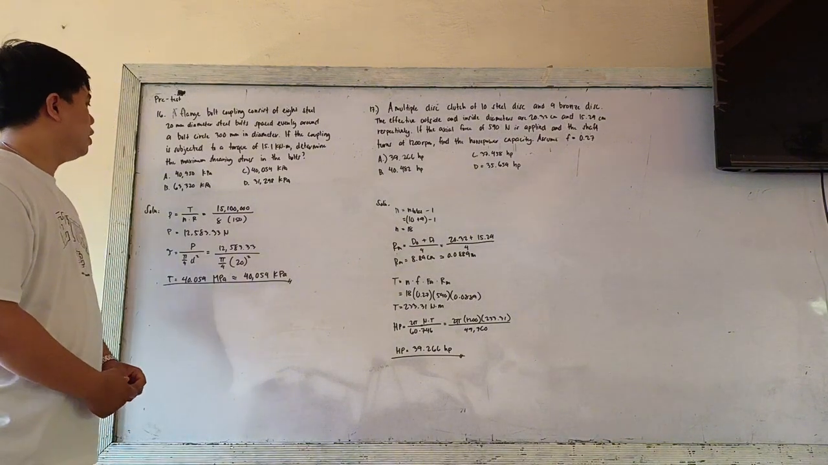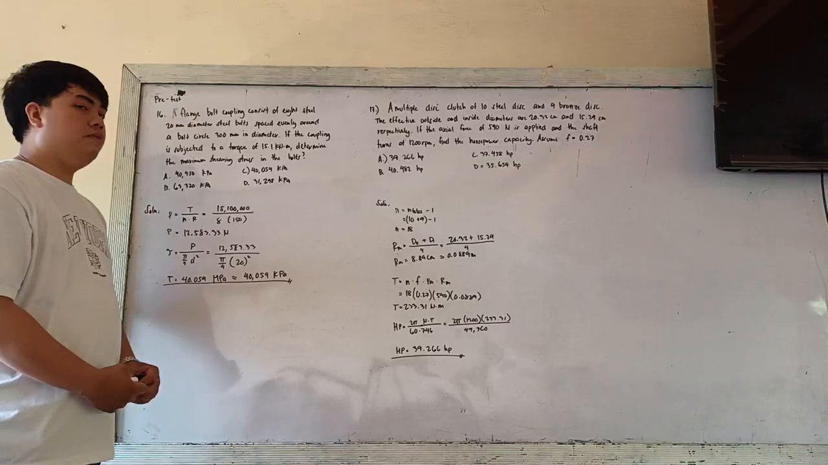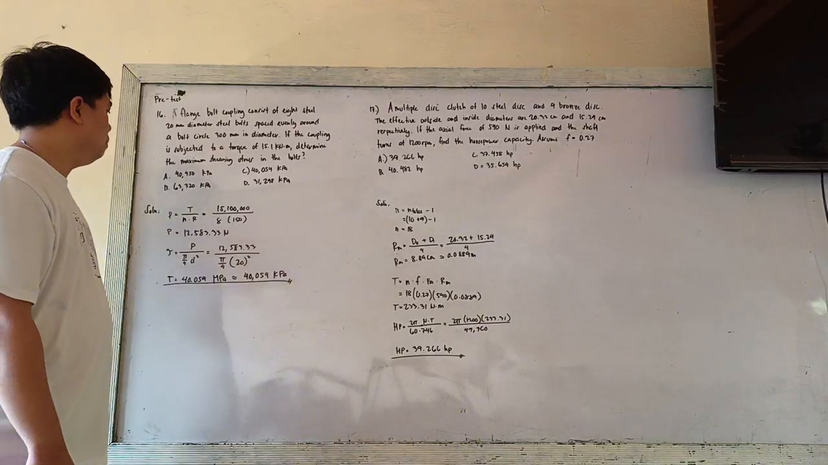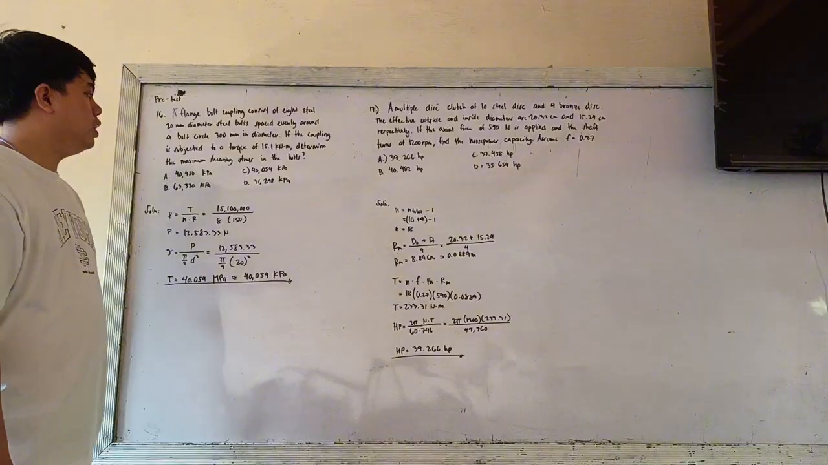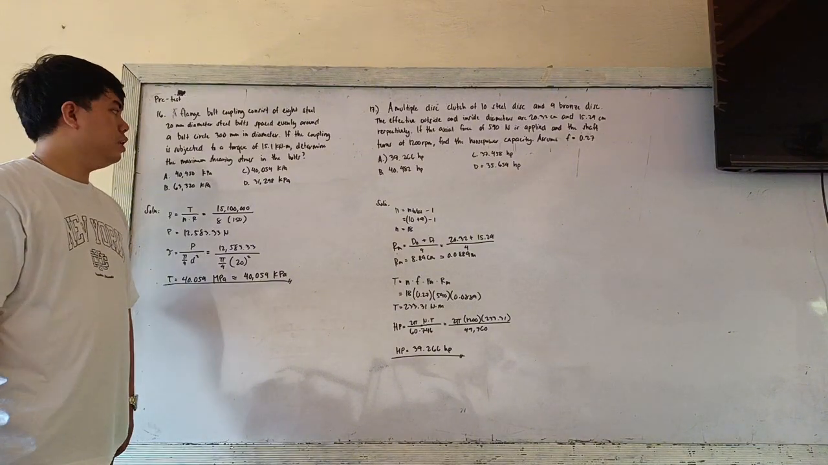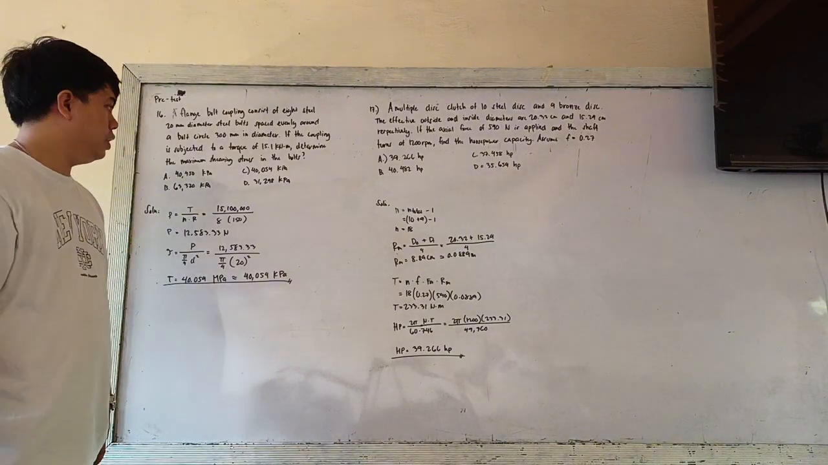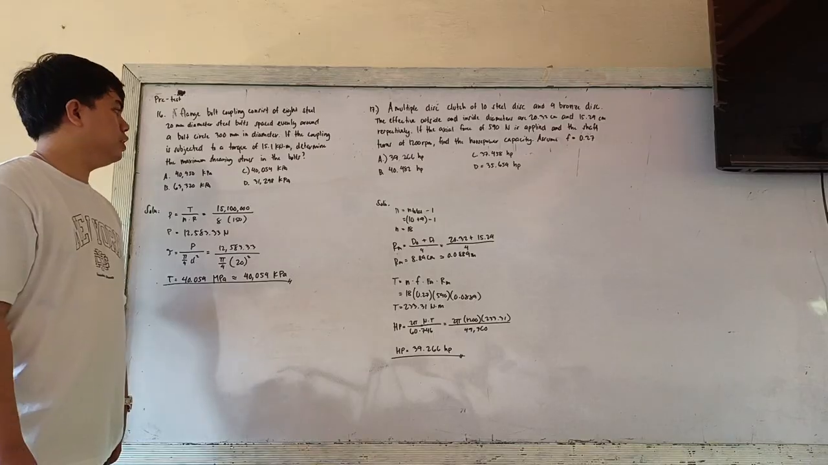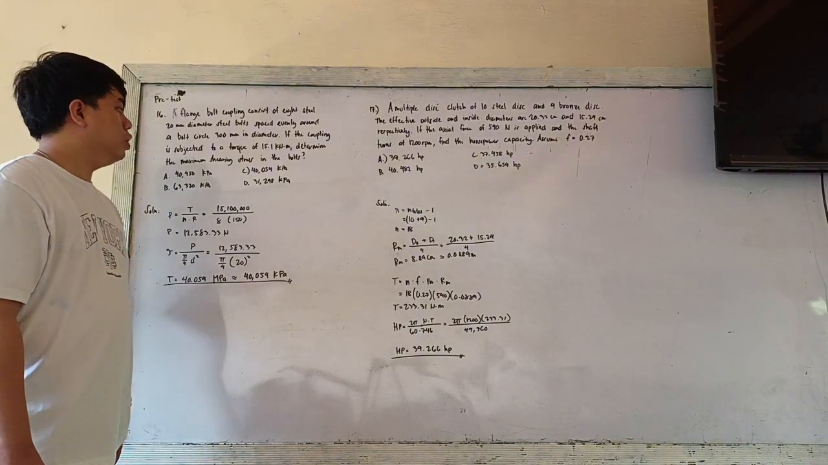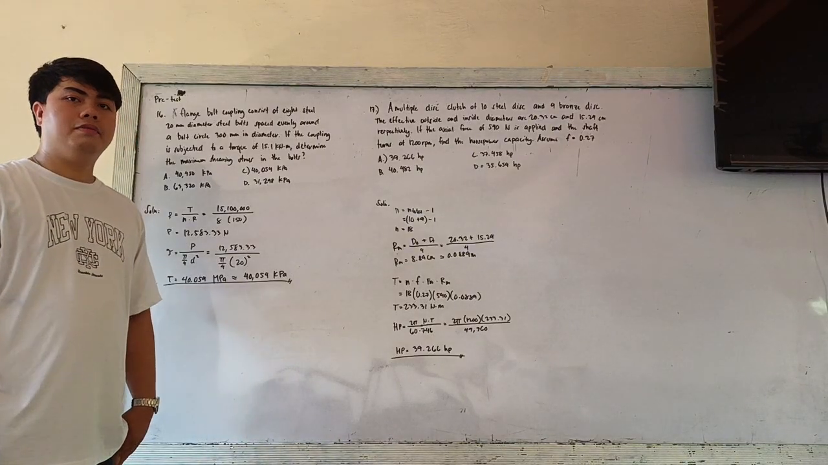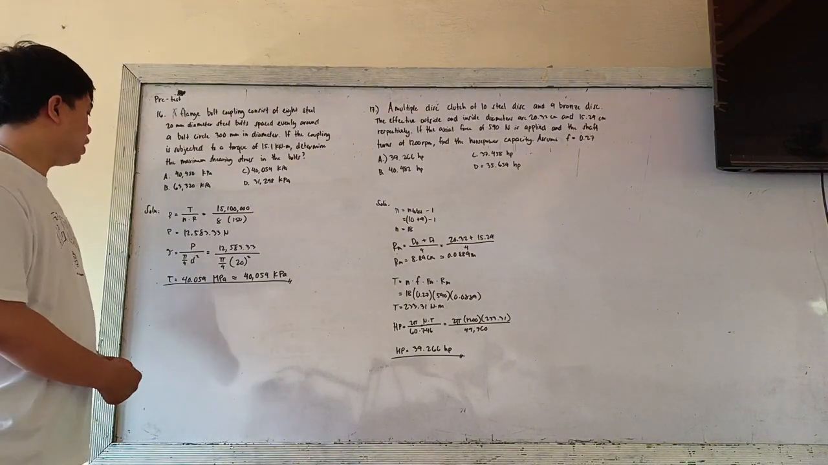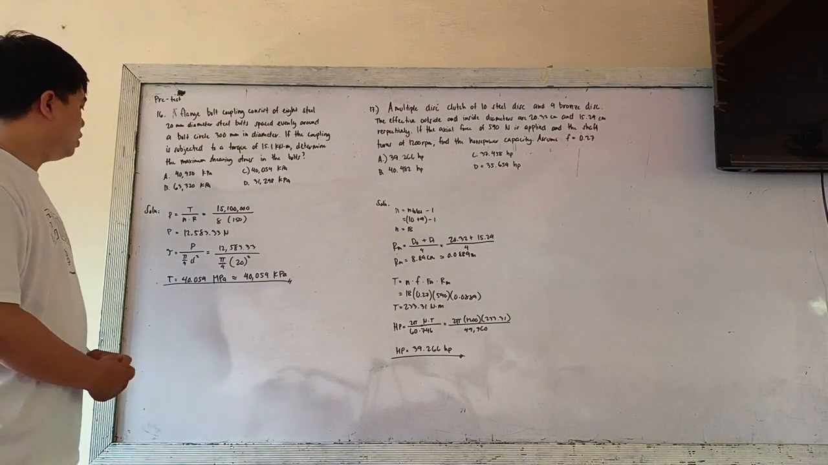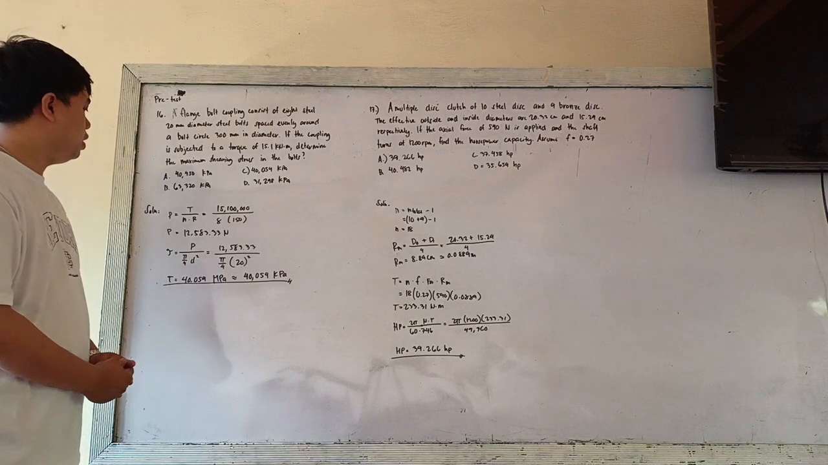We have A. 40,450 kPa, B. 63,320 kPa, C. 40,054 kPa, or letter D. 31,298 kPa. So to solve this, in order to find the right answer, first P is equal to T over N times R.